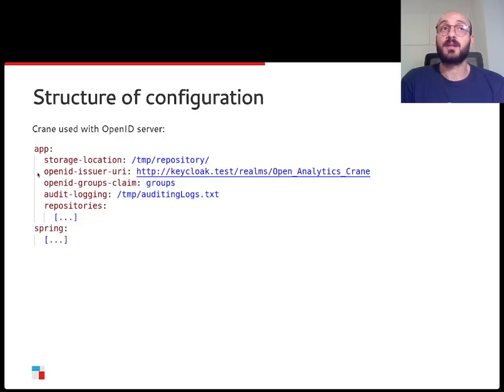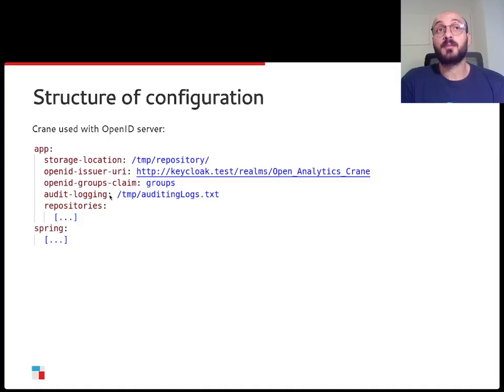If you want to connect Crane with an OpenID server, you can use, for example, the OpenID issuer URI to define where it can find the OpenID server. And you can also define, for example, the OpenID groups claim to define where the groups or which claim contain the groups for a user. In this case, we define this claim to be named as groups.